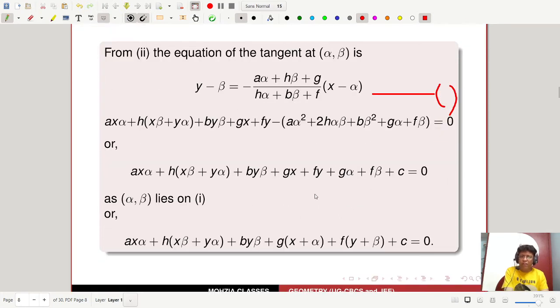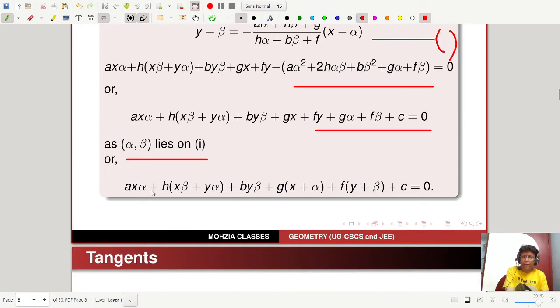And if you simplify further, since the point alpha beta lies on 1, this should be equal to minus c. So you will arrive at this type of calculation, and after some manipulations, you will arrive at a x alpha plus h (x beta plus y alpha) plus b y beta plus g (x plus alpha) plus f (y plus beta) plus c equal to 0. So this is the equation of the tangent at alpha beta. Now look at that. This is the elaborate, long process you have to go through.